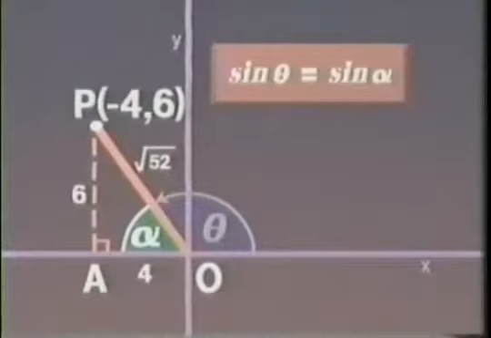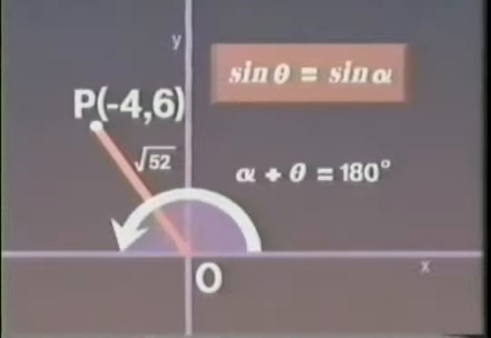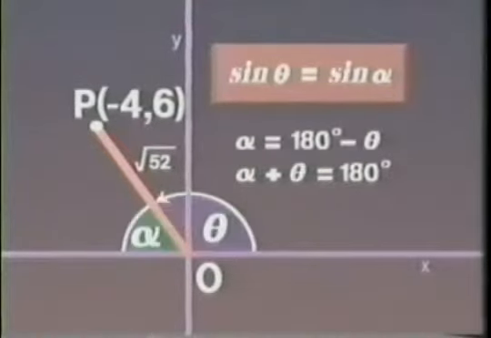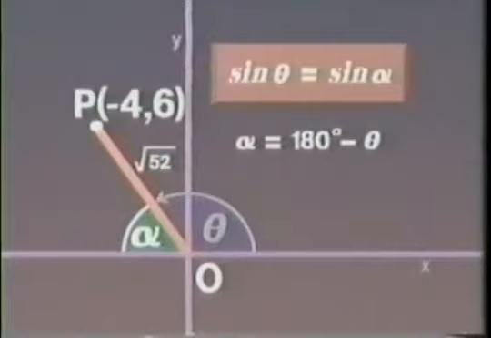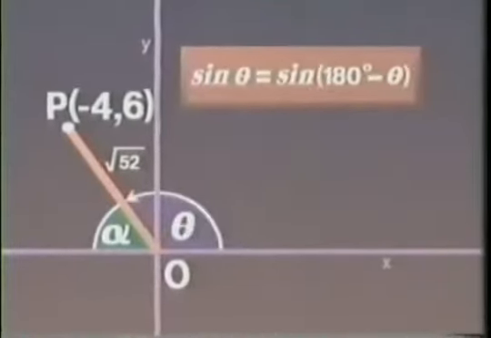There is one other relationship we need. The two angles, alpha and theta, together make 180 degrees. So, alpha equals 180 minus theta. Looking at the two equations, we see alpha in both. Substituting for alpha in the upper equation, sine theta equals sine of (180 minus theta).